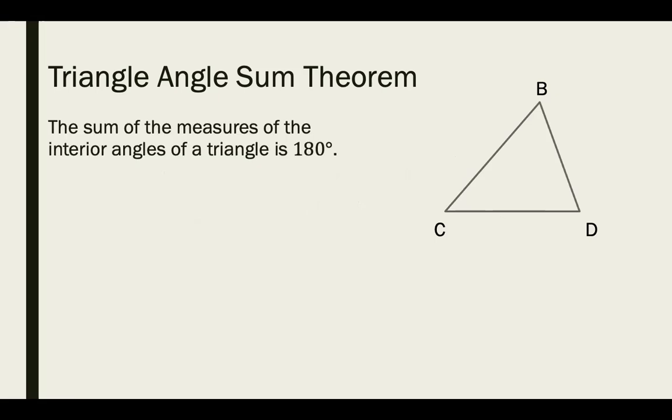Just the fact that the sum of the measures of the interior angles of a triangle is 180 degrees. If we add together the three interior angles of a triangle, they have to add up to 180. So in this case, angle B plus angle C plus angle D, those measures added together is 180 degrees.